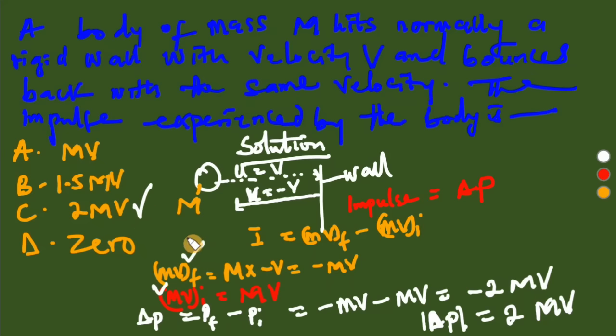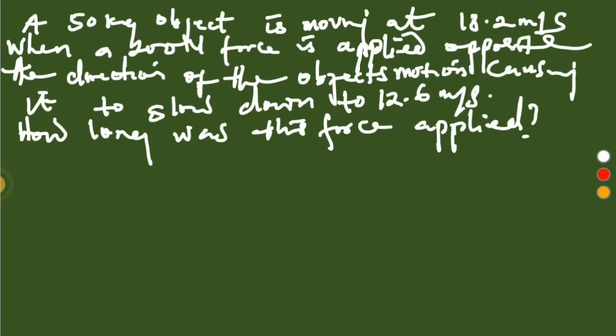Now let's solve another problem. This question says a 50 kg object is moving at 18.2 meters per second when a 200 Newton force is applied opposite the direction of the object's motion, causing it to slow down to 12.6 meters per second. How long was this force applied?